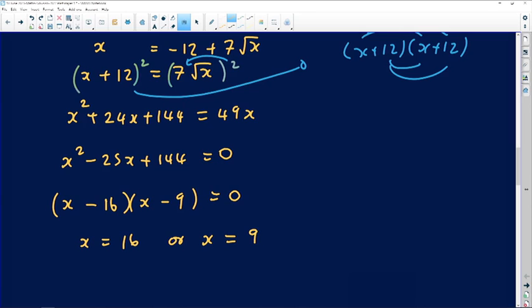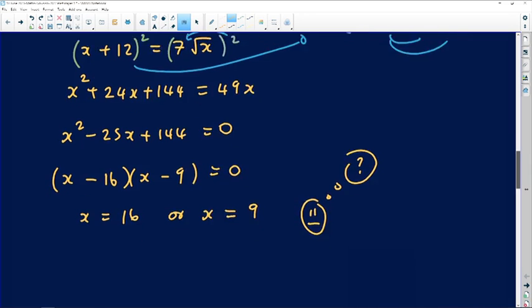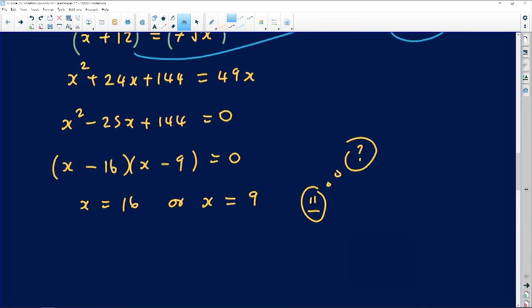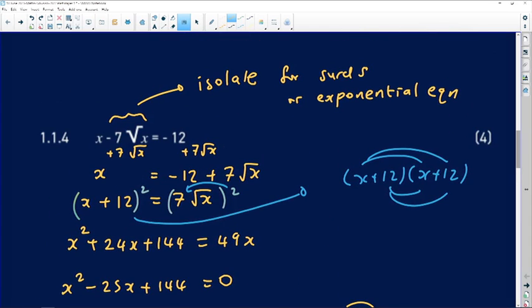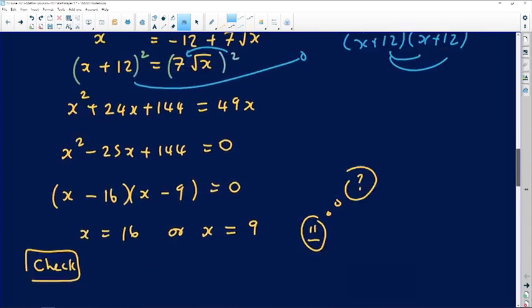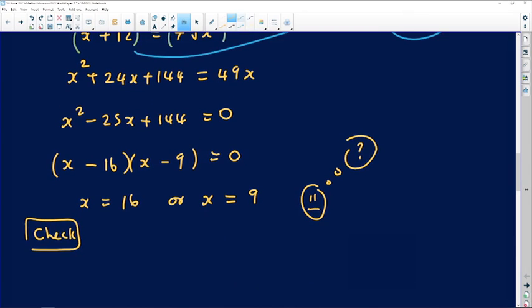Now, when you're dealing with equations like this, you need to do something important, because this is not the end of it. You need to ask yourself, is this done, or does something else need to be done here? It turns out that you need to check if both answers satisfy the equation or not. Now, I'm going to check here for validity. Is 16 a valid solution to the question? You check it by substituting it back into the equation that was given to you: x minus 7 root x equals negative 12. So I'm going to check if that answer works or not.